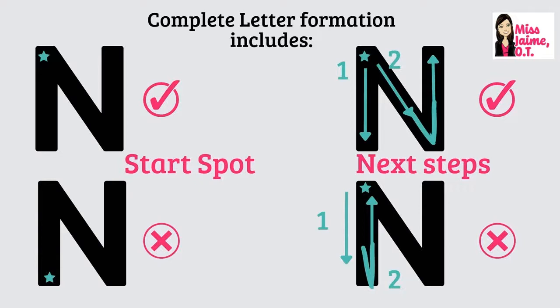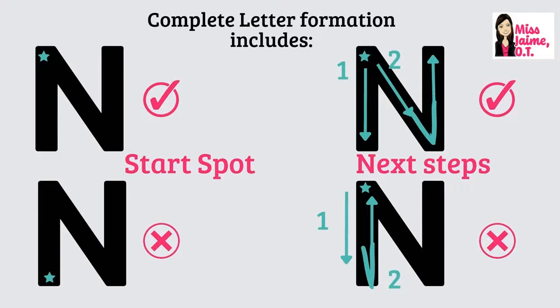So on this one right here, and when we look at the next steps, on the top N, the child started the letter correctly. They started it in the right spot and they did a stroke down. Then they picked up their pencil and went back to the start spot and they did a down and an up. Totally correct according to most of the handwriting programs that I know.